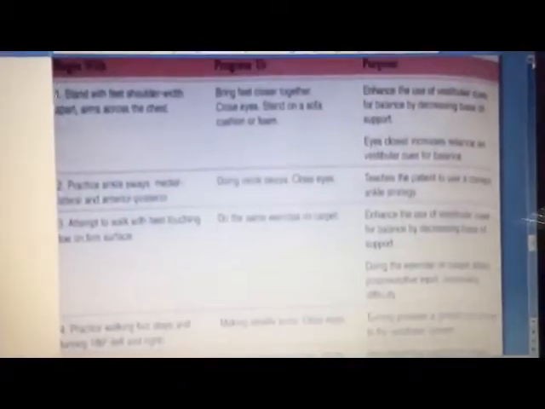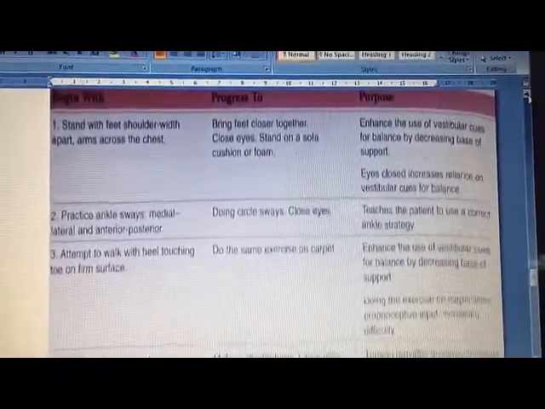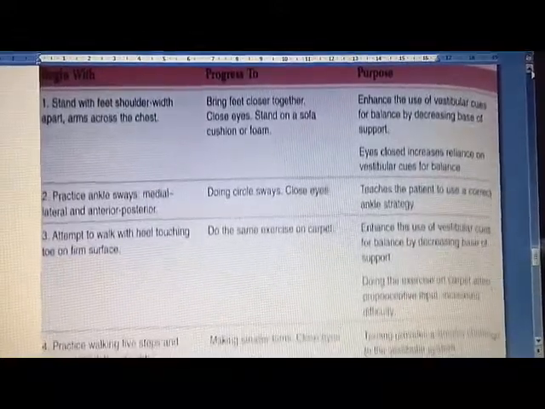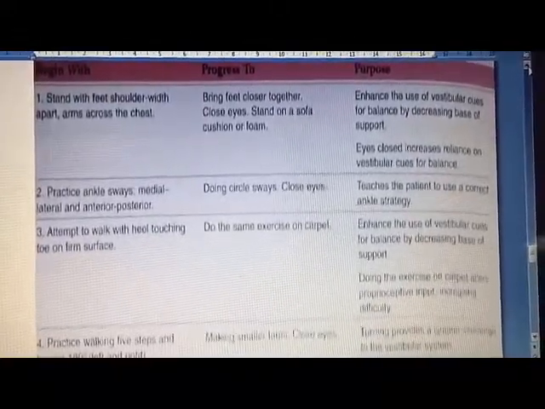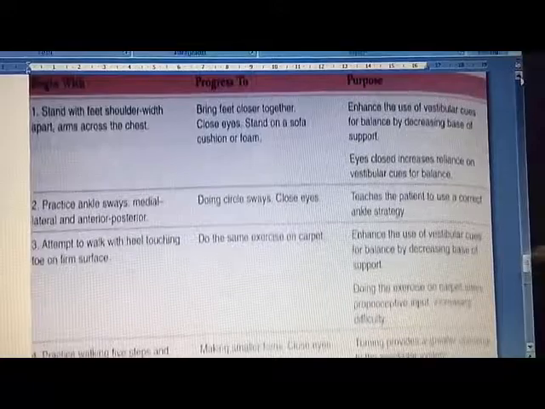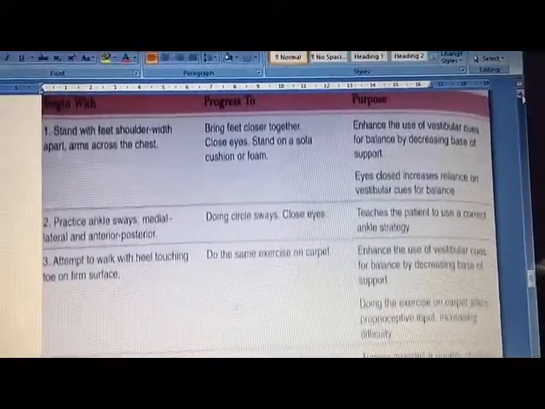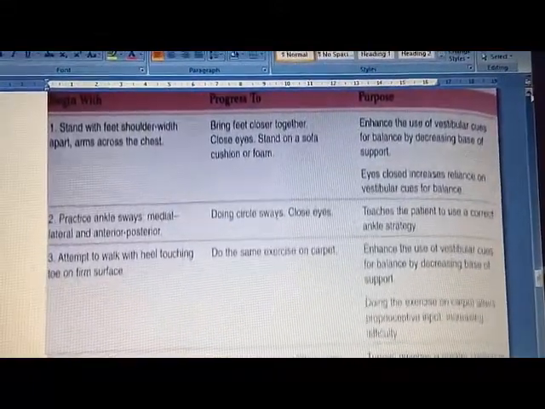Next is some postural stability exercises. This is the table which shows the postural stability exercises that will help you in improving balance. The first column is begin, progress, and the purpose.